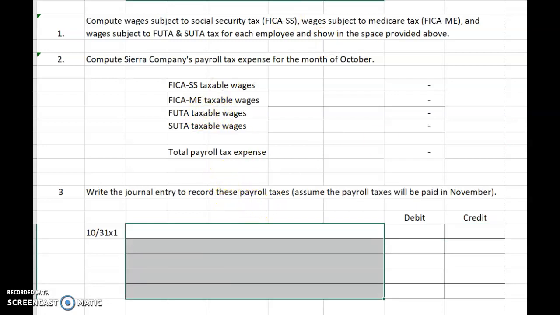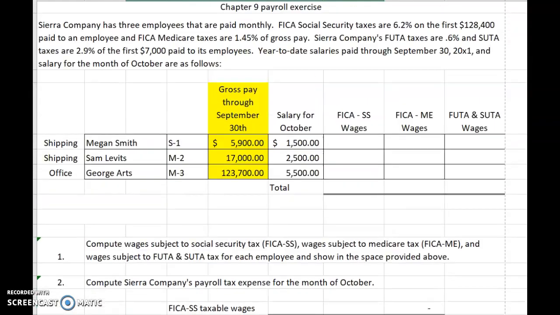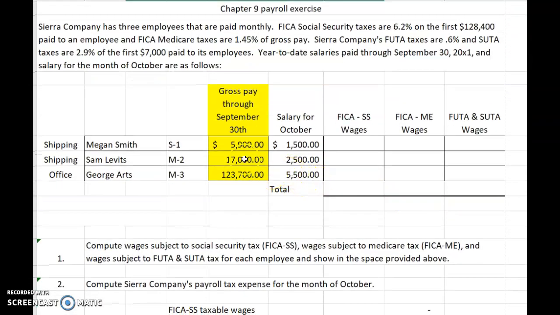It's very important to understand that the year-to-date gross wages have already been paid to the employees, and all payroll taxes on the year-to-date gross wages have already been paid. We are calculating our numbers for the month of October. The only reason we need the year-to-date gross wage column is to see if any employee has exceeded or is bumping up against a wage base.